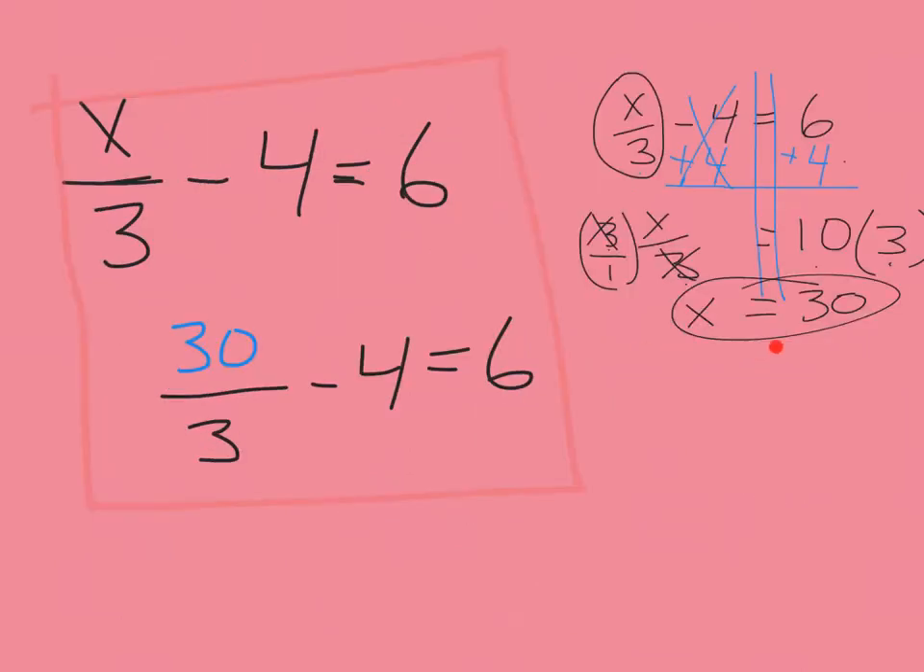All right, now I'm going to go ahead and check my answer. I got x equals 30, so I'm going to plug that into my original equation. So for x, I'm going to put 30. So 30 divided by 3 is 10. 10 minus 4 should be 6, and 10 minus 4 is 6. So 6 equals 6. So we know we did our problem right.